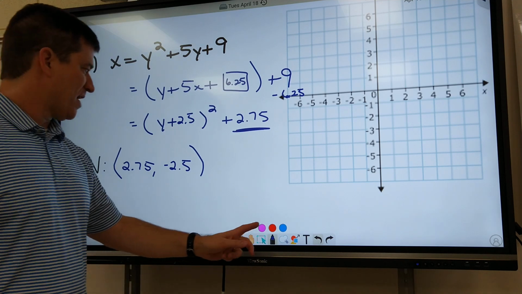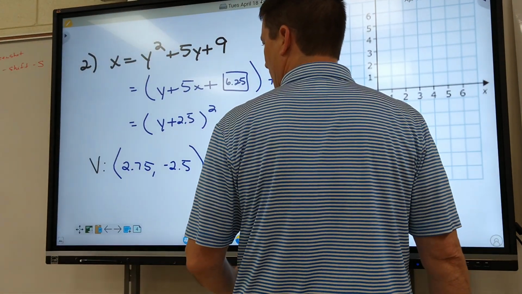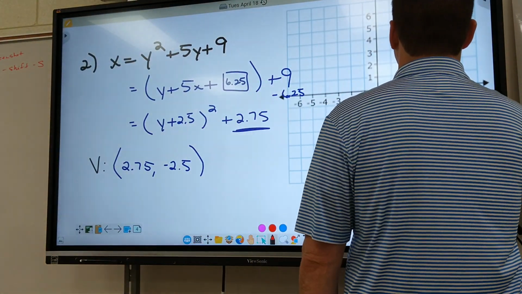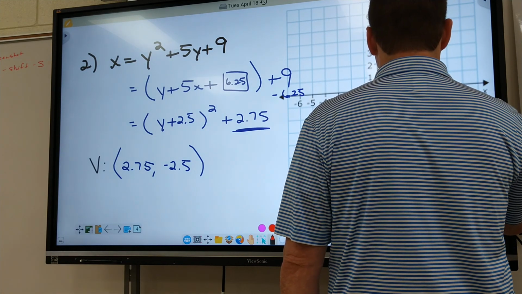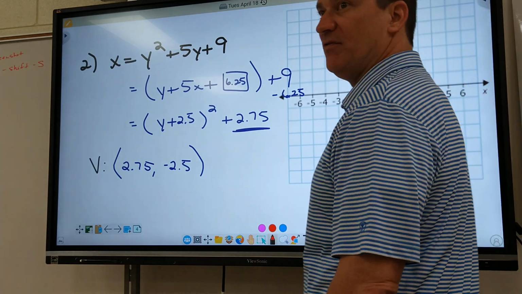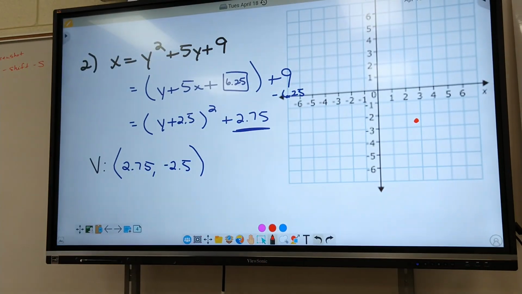All right, so let's graph that. I got 2.75, which is about here, down 1, 2.5. Do we even have to graph it? We're going to graph the front, not graph the back. Is this right?